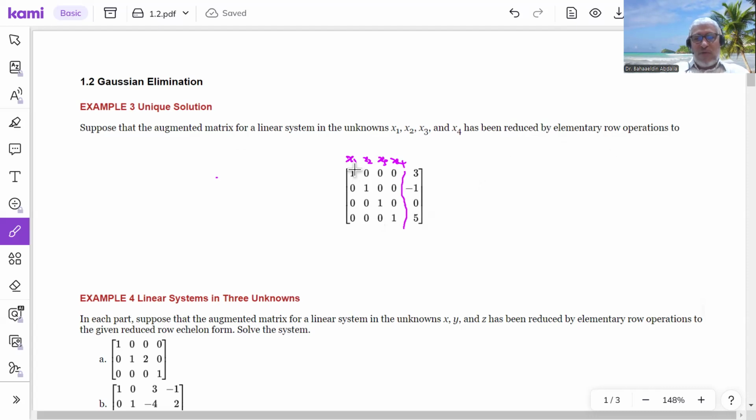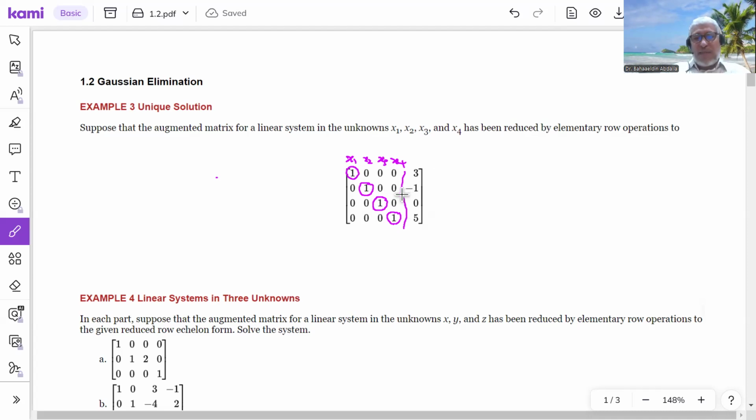You see the first column 1 and everything zeros. This is the leading one in the first column. The second column, this is the leading one in the second column. We used it to make all numbers below and above zeros. This is the leading one in the third column. We used it to make the numbers below and above zeros. And this is the leading one in the last column, in the fourth column. And we used it to make all the numbers above zeros.